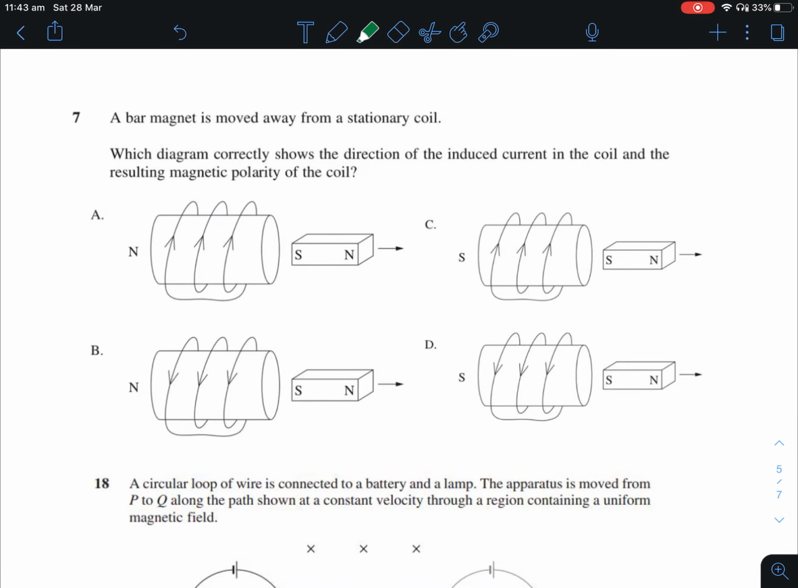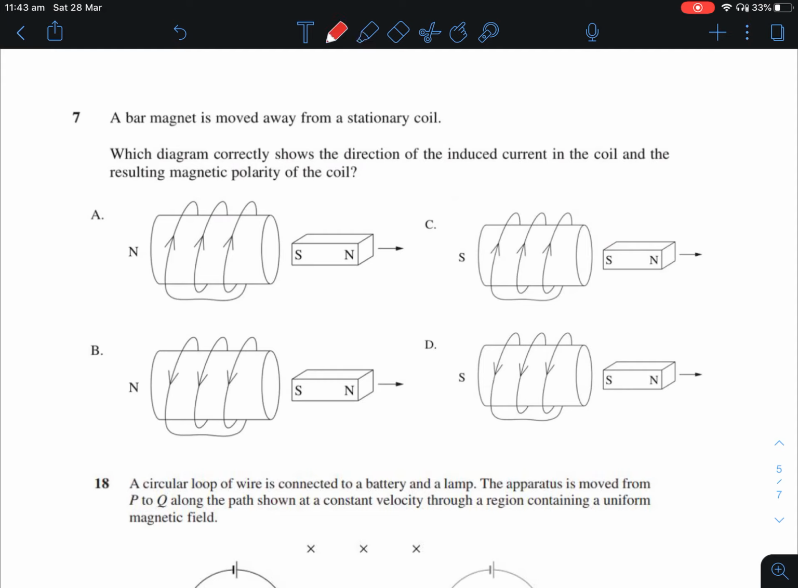Now we have question 7. A bar magnet, we're told, is moved away from a stationary coil. Which diagram correctly shows the direction of the induced current in the coil and the resulting magnetic polarity of the coil? So let's just quickly test these options with our right-hand grip rule.